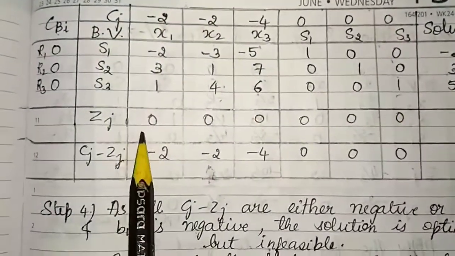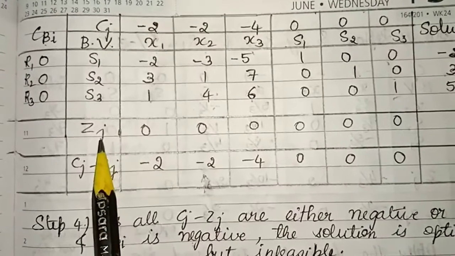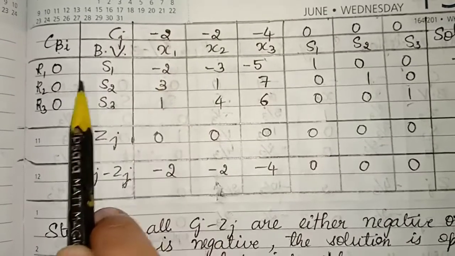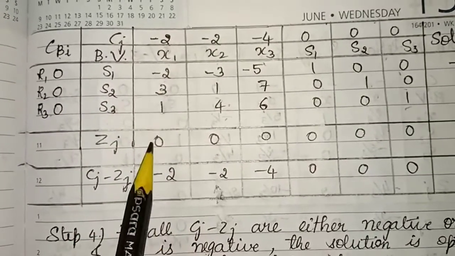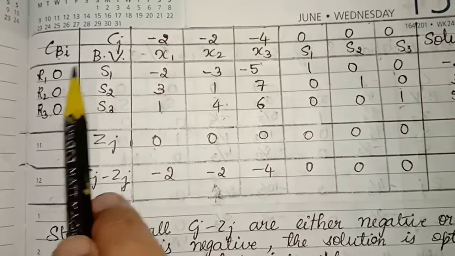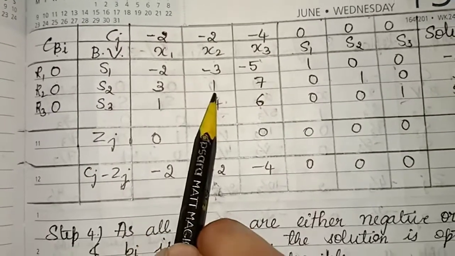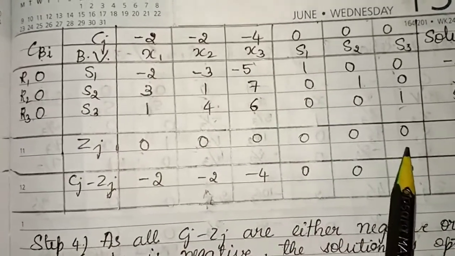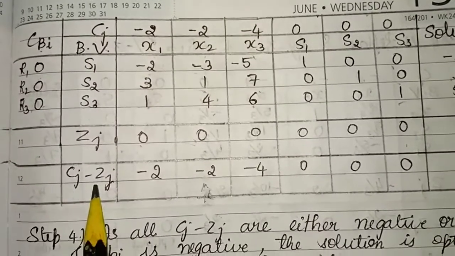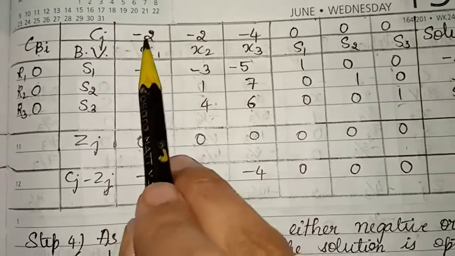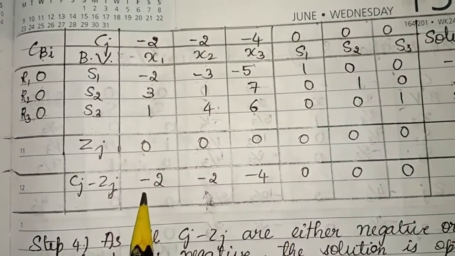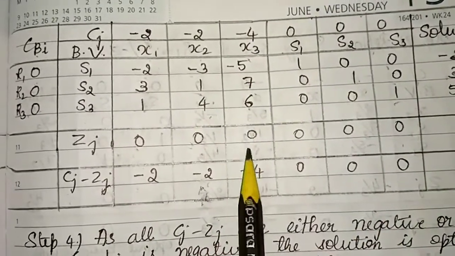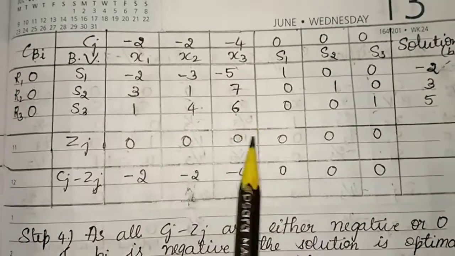The next step is to find the zj value. You find zj by multiplying 0 into this plus 0 into 3 plus 0 into 1, so you get 0. Similarly for the next one, 0 into minus 3, plus 0 into 1, plus 0 into 4, it is 0. You follow the same method to find zj. Then you have to find Cj minus Zj. Cj is minus 2, minus 0, so you get minus 2. Then minus 2 minus 0, you get minus 2. Minus 4 minus 0, you get minus 4. In this way you find the rest.